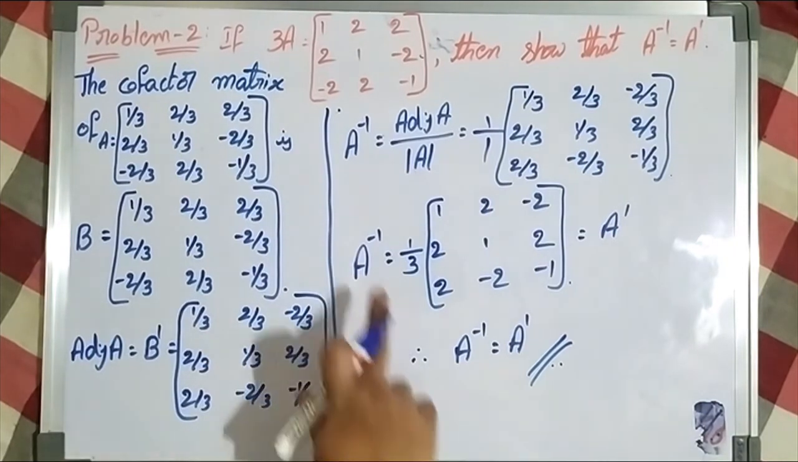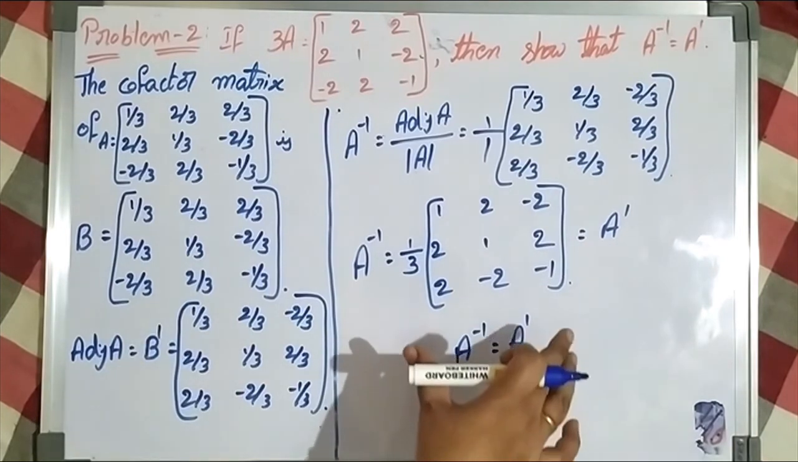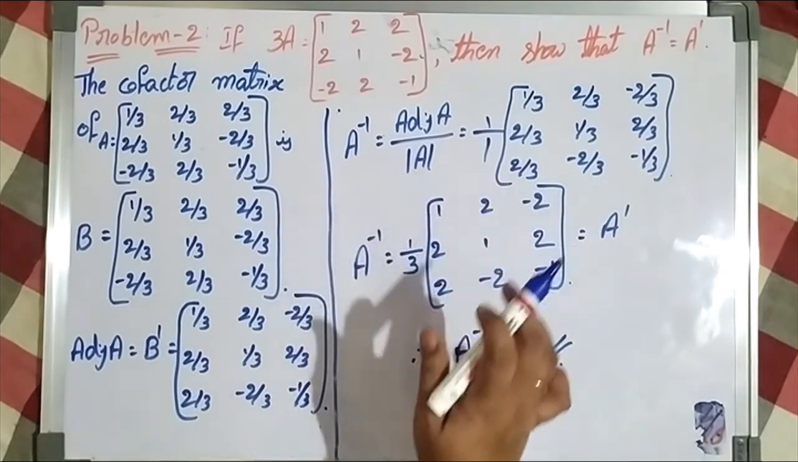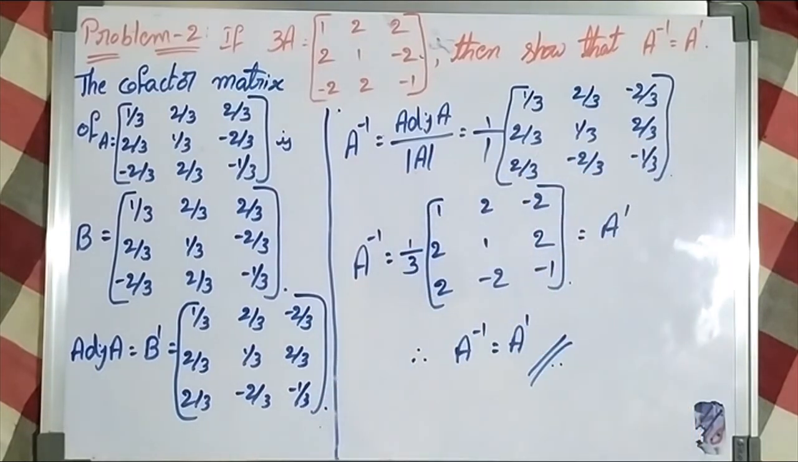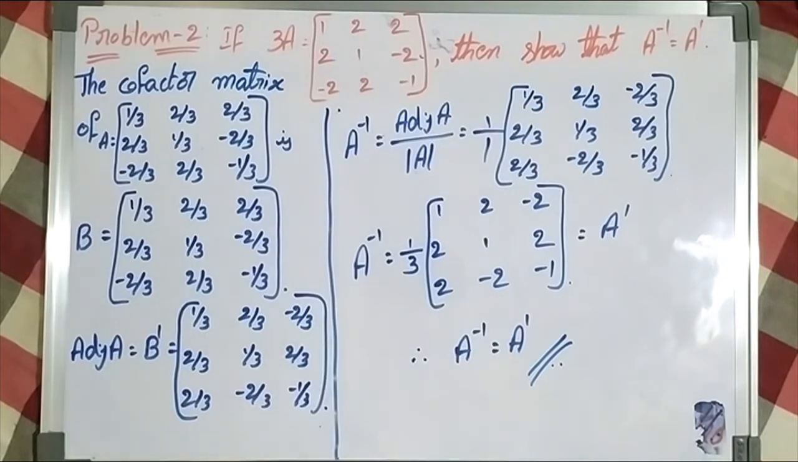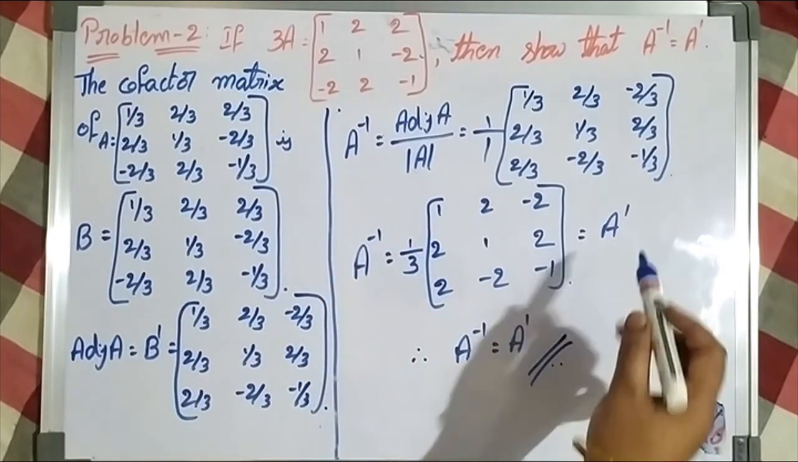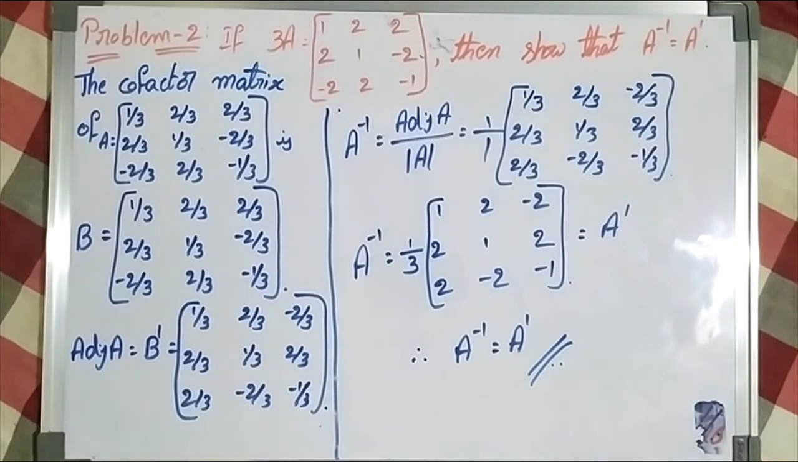Next, we can substitute in A inverse equal to adjoint of A by det A, with the adjoint of A value. This is the matrix. Here 1 by 1 is 1. Here all elements have the 1 by 3 term in common. Then taking that common, 1 by 3 into the matrix, as in the previous method, we can calculate the A transpose value. Then finalizing the A inverse value, A inverse equal to A transpose. Therefore, A inverse equal to A transpose. This is the solution of the second problem.